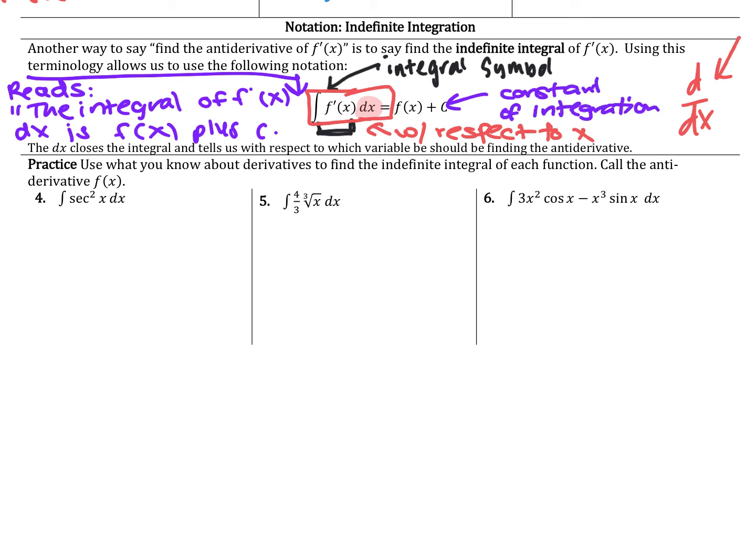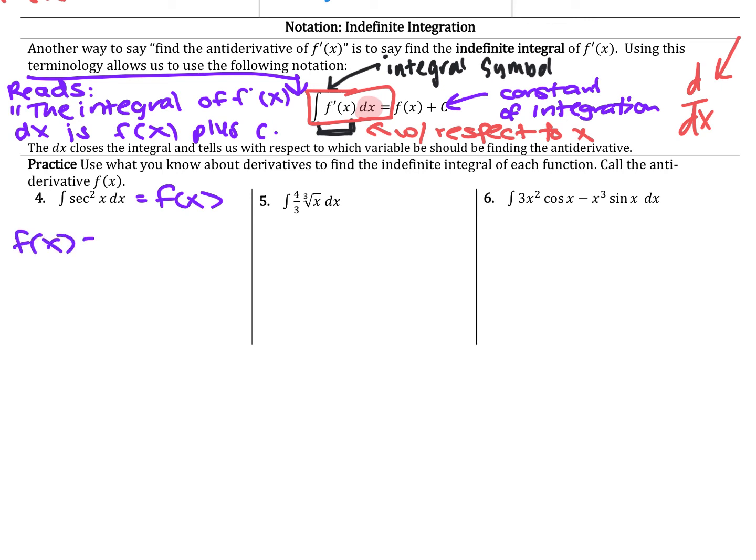So this notation may look a little foreign or seem a little weird to begin with, but it does make it easier to see what's being asked. And that becomes clear when we look at our last three examples for this video, 4, 5, and 6. So it says, use what you know about derivatives to find the indefinite integral of each function. Call the antiderivative f of x. So we're going to say that when we integrate this, we end up with f of x.